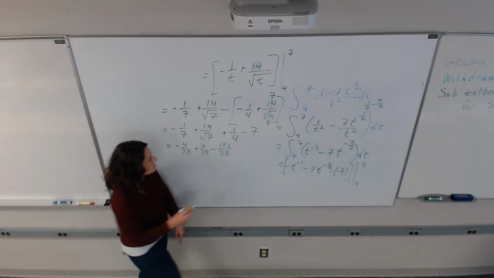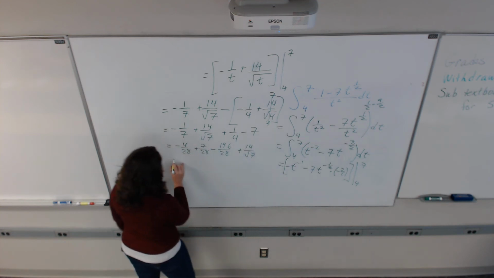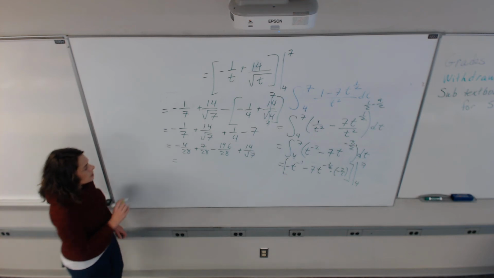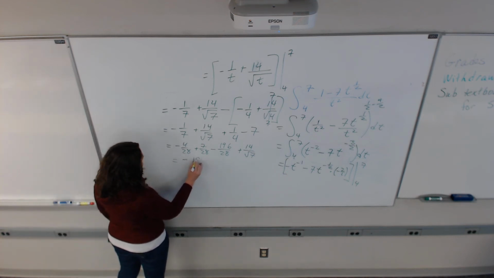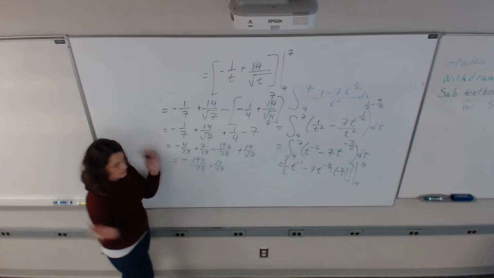I just got a common denominator, plus 14 over the square root of 7, which would be 3. I'm getting negative 193 over 28 plus 14 over the square root of 7, whatever that is.